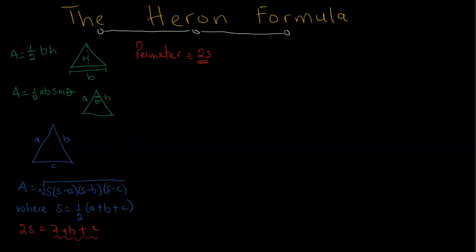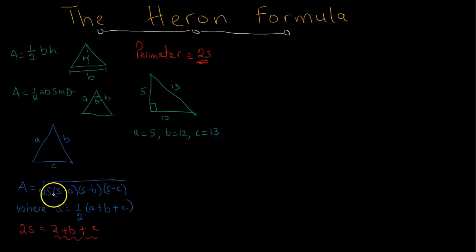Let's take one quick example. 5 by 12 by 13. This is not drawn to scale. Of course, we can see here that this is a right triangle because these three numbers are Pythagorean triples. The area of this triangle can be obtained using the Heron formula because A can be taken as 5, B as 12, and C as 13.